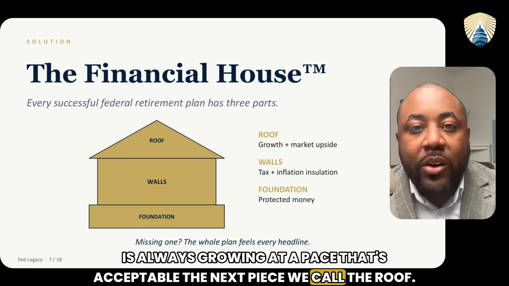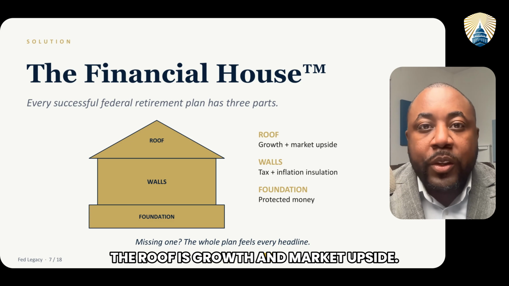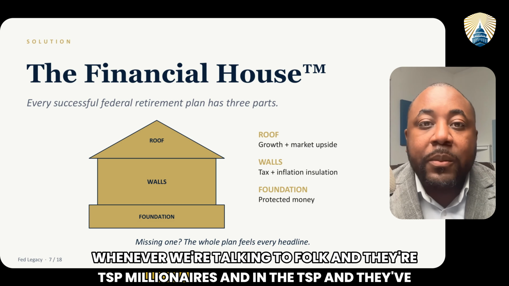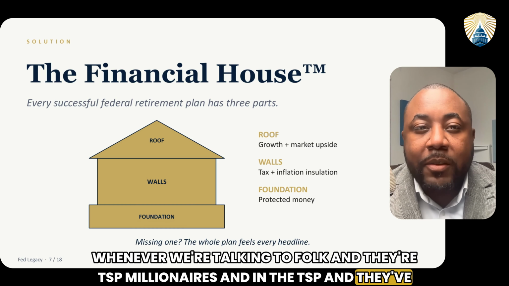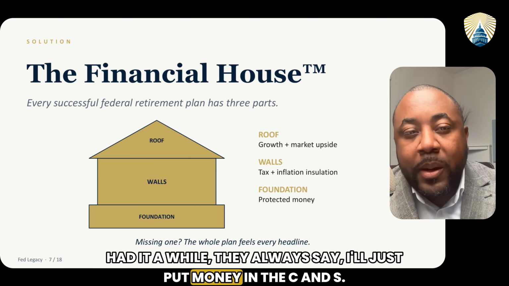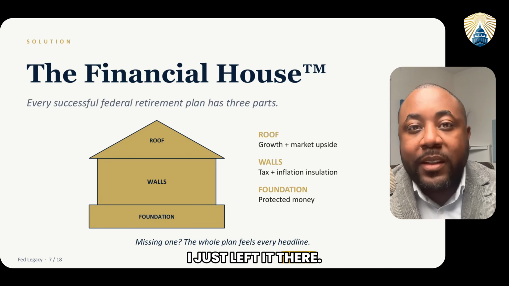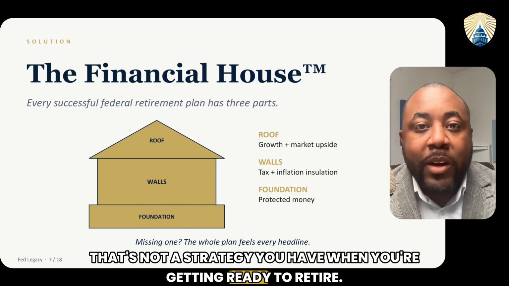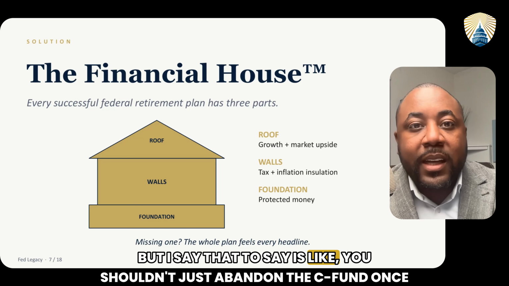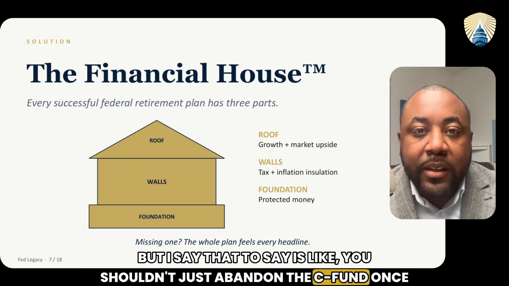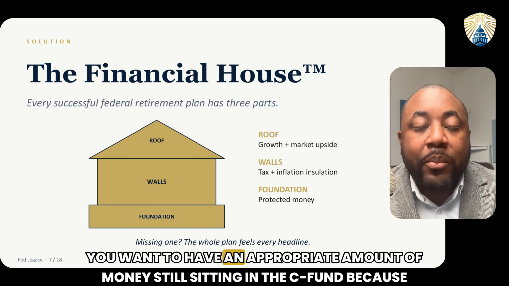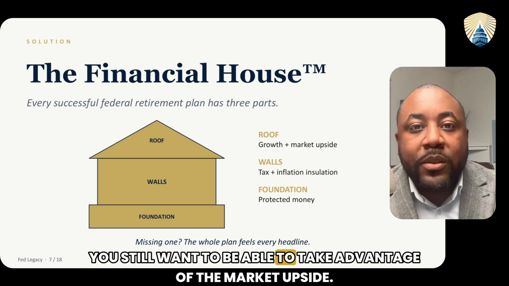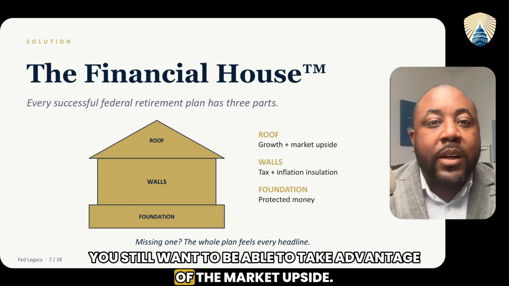The next piece we call the roof. The roof is growth and market upside. So whenever we're talking to folks and they're TSP millionaires and they've had it a while, they always say, well, I just put money in the C and S. I just left it there. Right now, and that's a 20-year strategy. That's not a strategy you have when you get ready to retire. But I say that to say you shouldn't just abandon the C fund once you're ready for retirement. You want to have an appropriate amount of money still sitting in the C fund because you still want to be able to take advantage of the market upside.